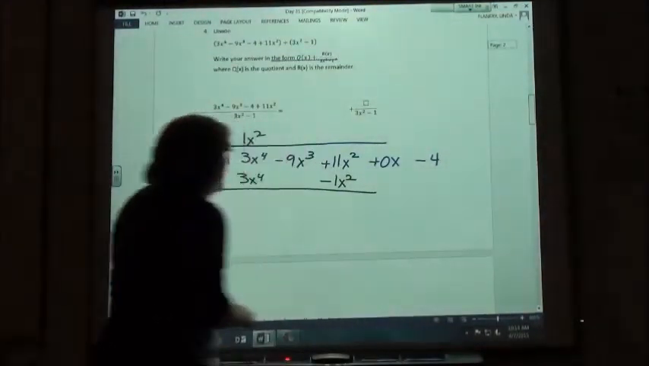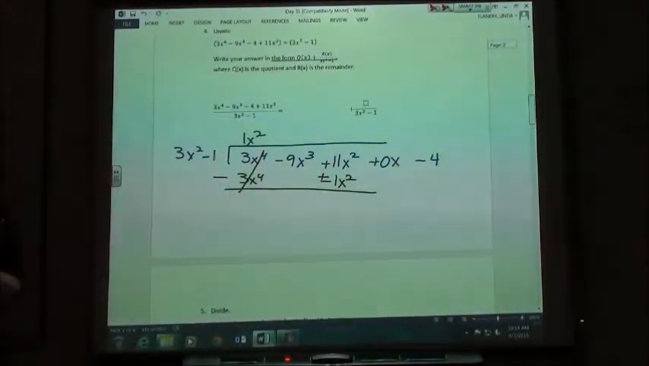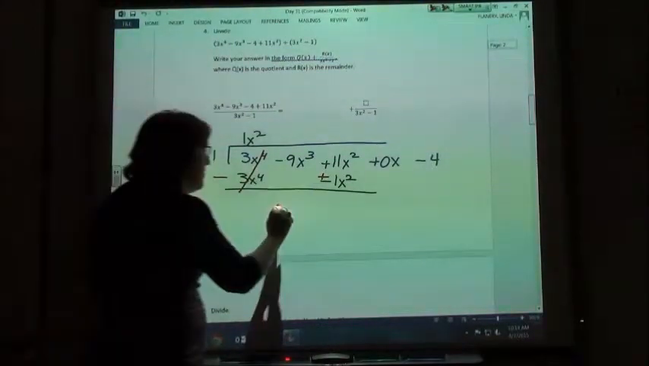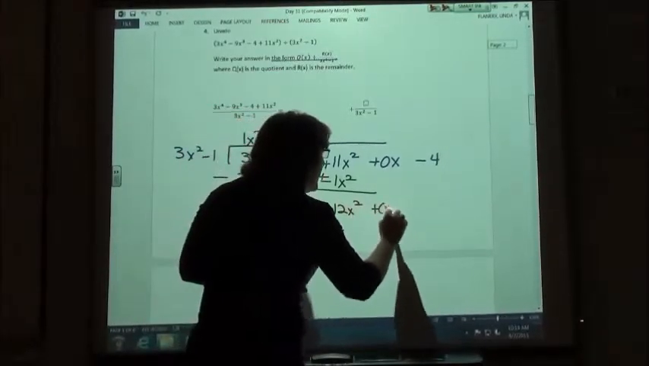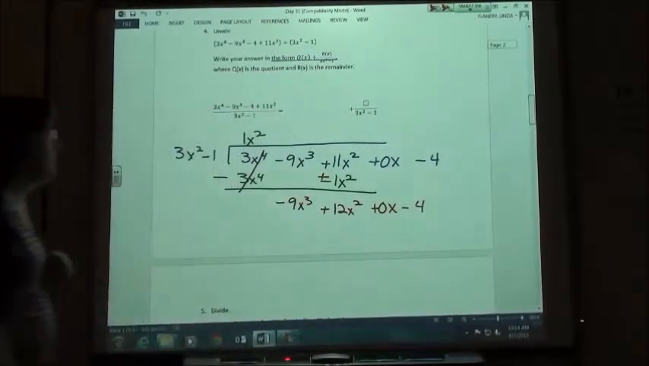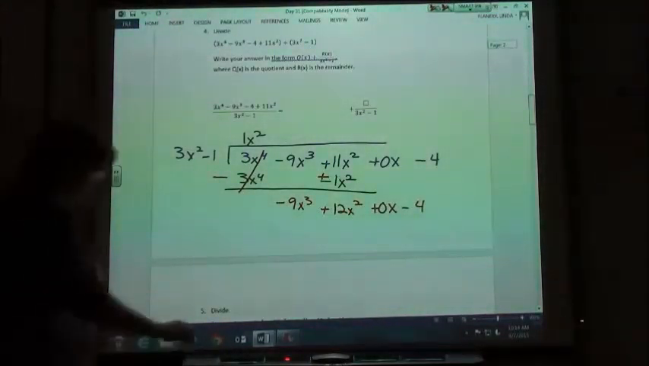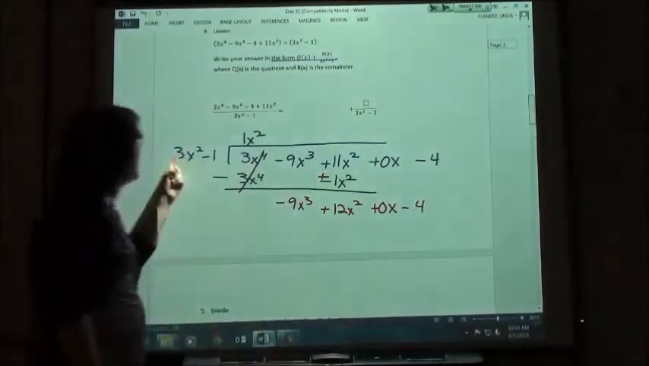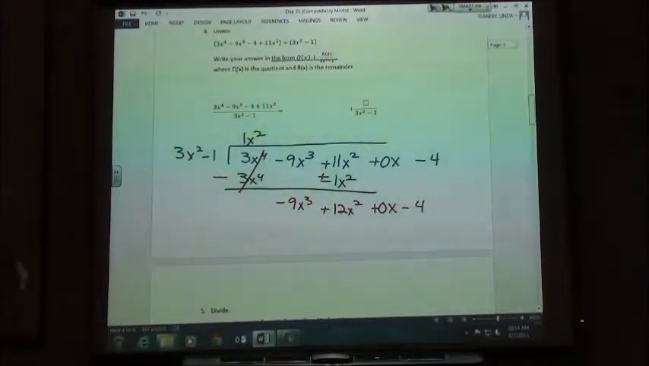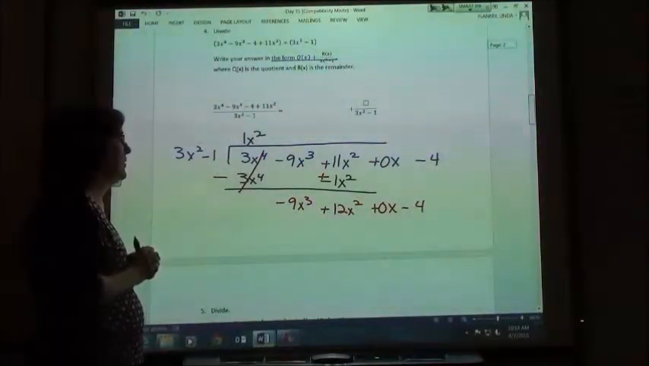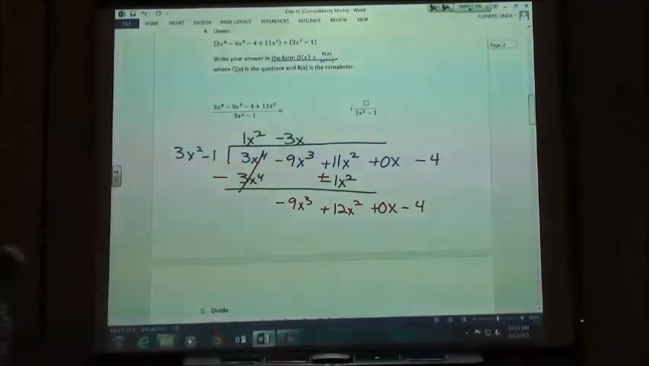So now I got to subtract and change my signs. That's negative, that makes that positive, that cancels out the 3x to the 4th. So now I'm going to have minus 9x to the 3rd plus 12x to the 2nd plus my 0x minus my 4. Okay, so what do I need to take times my 3x squared to get a negative 9x to the 3rd? Minus 3x. Okay, so we have a minus 3x.